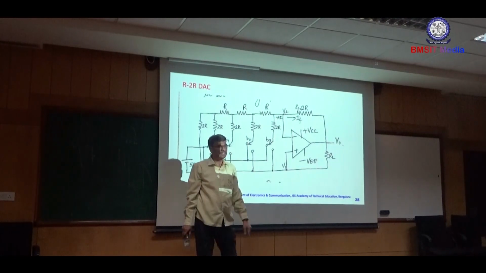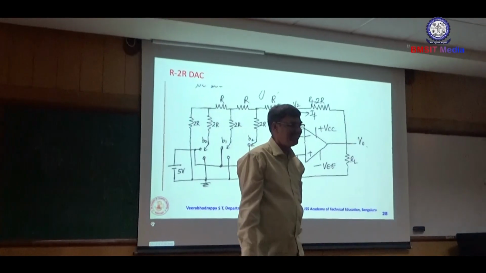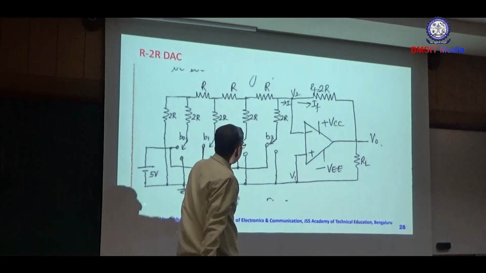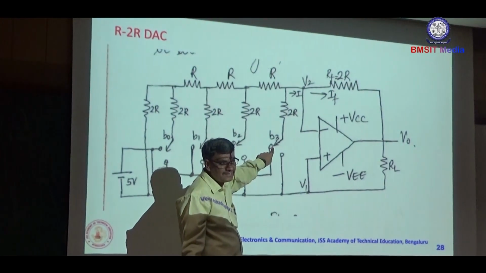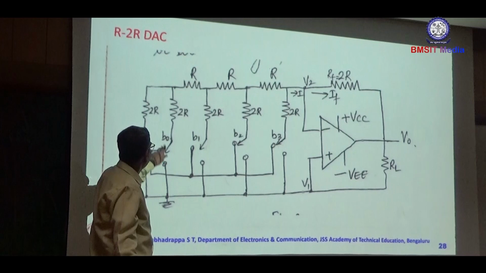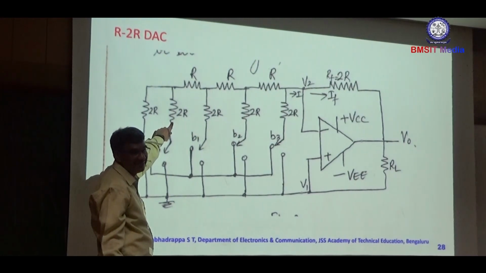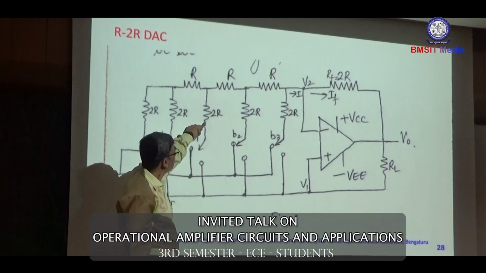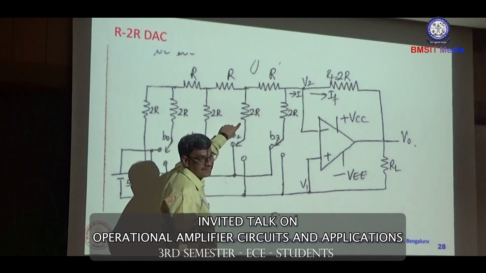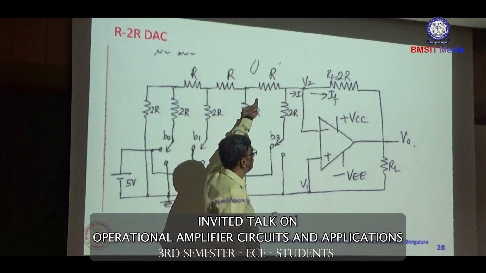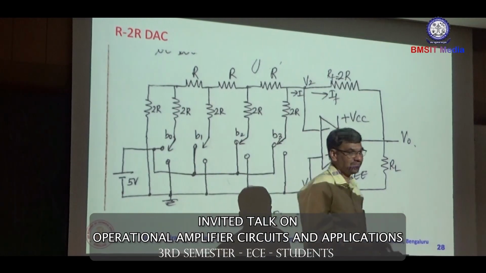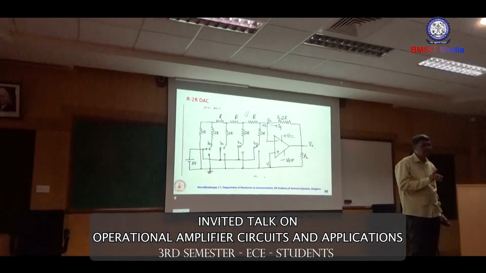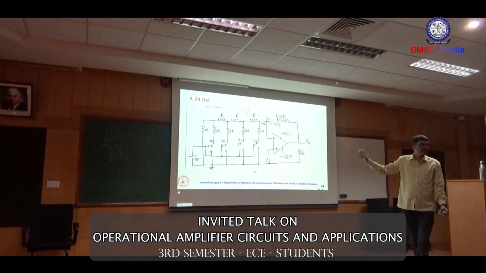What is the resistance up to this point? How do you calculate the Thevenin's equivalent resistance? Setting all bits to 0 except V3. Do you agree? Now when all these are 0, this is grounded. What is the equivalent resistance of these two? R plus R is 2R, in parallel with 2R. R plus R is 2R. With respect to any node, that equivalent resistance is equal to 2R only. Therefore, this network is symmetrical.